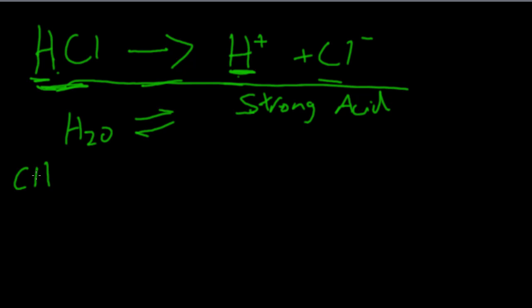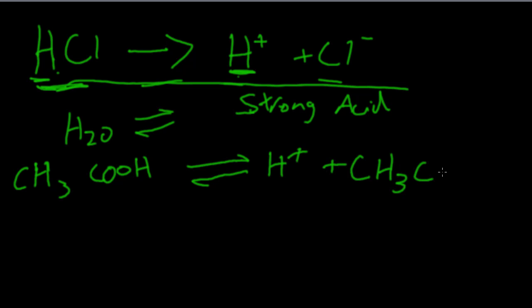So acetic acid is CH3COOH, and it's a very common weak acid, and it'll come up a lot in the course. And when it ionizes, it goes to H+ plus CH3COO-. You can see that there are some broad similarities between the two equations. We've got a substance that undergoes a reaction and gives up H+, so that makes it acidic. So this is acetic acid.